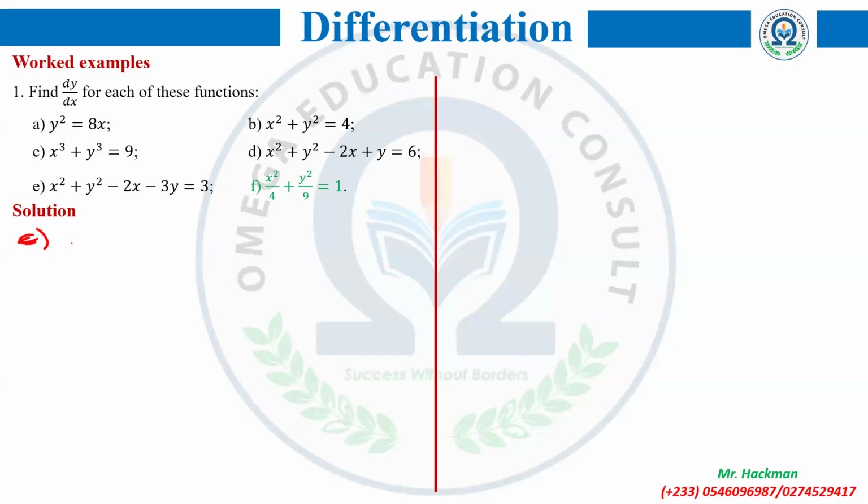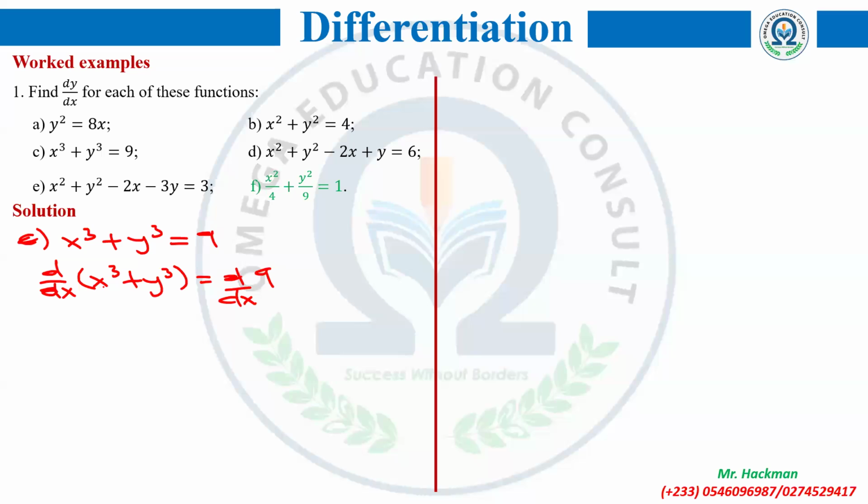C, what do we have? We've been given x cubed plus y cubed is equal to 9. Okay, so we differentiate both sides with respect to x. So we are taking d/dx of this side, term by term, so you put it in brackets. It's equal to d/dx of this side as well.